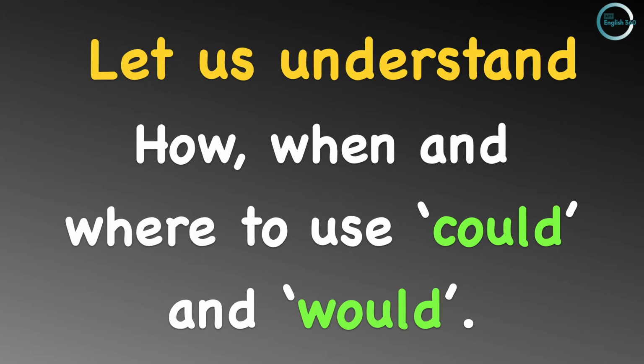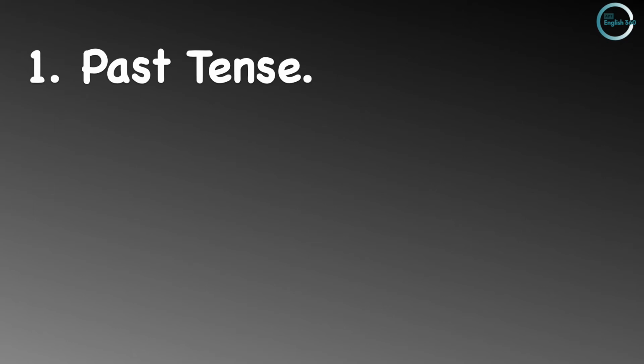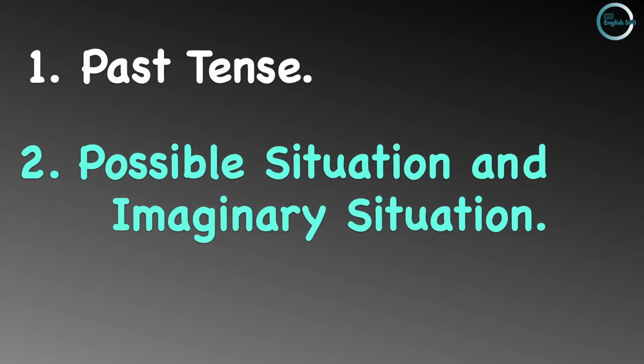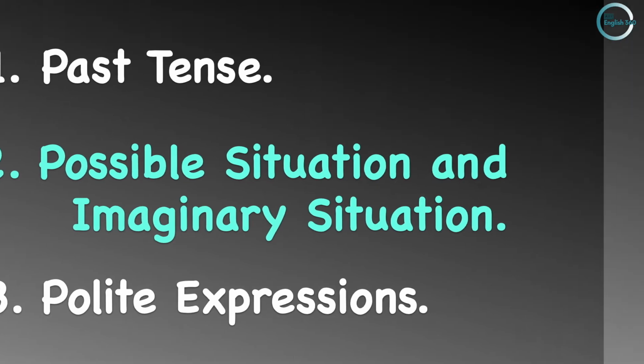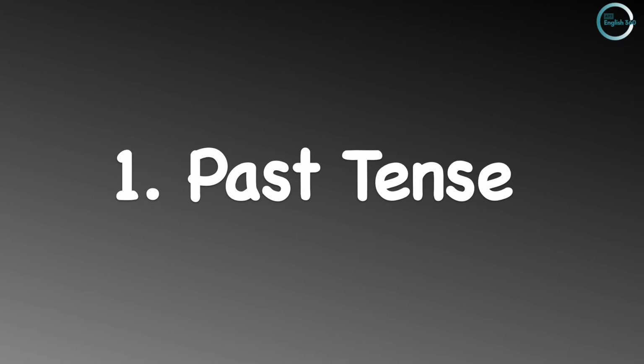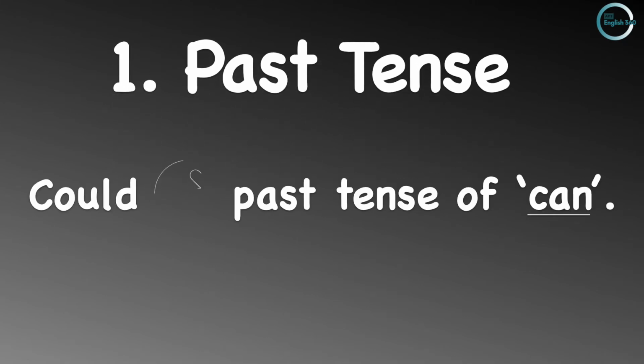Now there are three major ways to use could and would. So first one is for past tense. Second one is when talking about possible situations and imaginary situations. And the third one is when we use it for polite expressions. Let us understand the first one, and that is when we use it as a past tense.